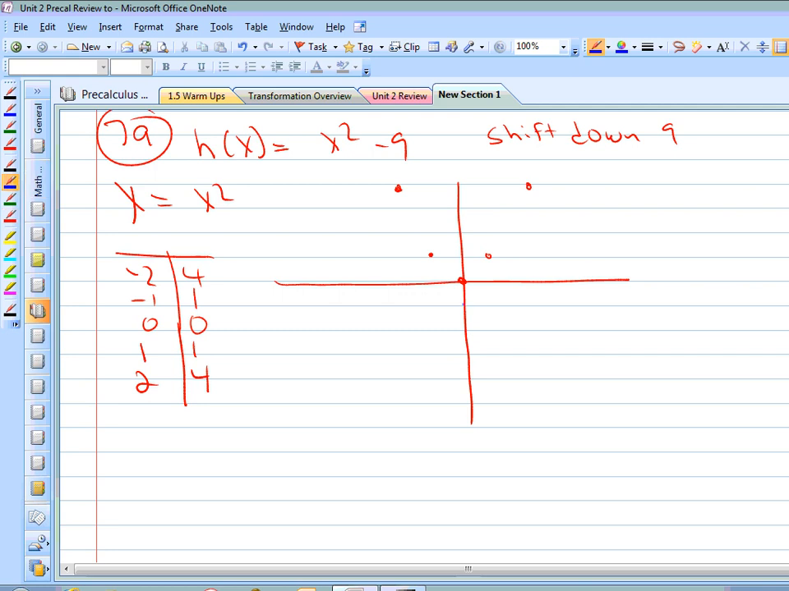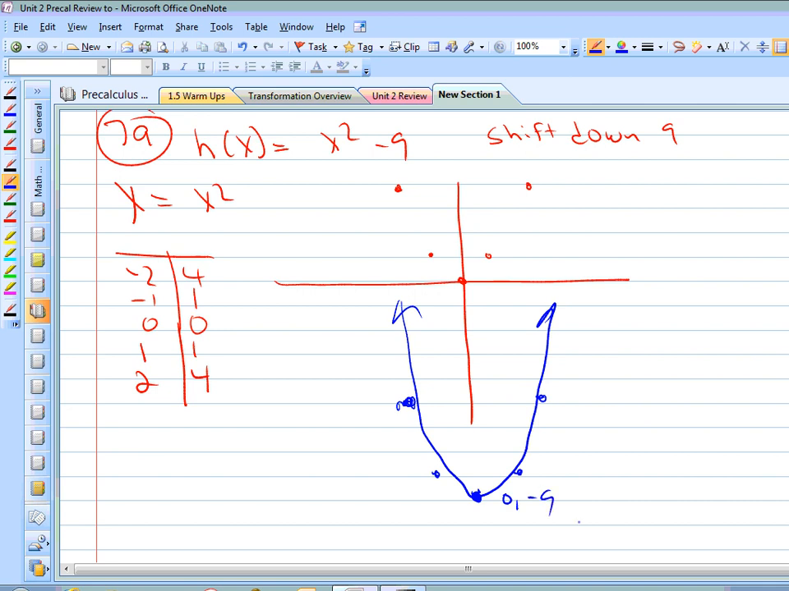Oops, let me change colors. 1, 2, 3, 4, 5, 6, 7, 8, 9. All right, and then I count down 1, 2, 3, 4, 5, 6, 7, 8, 9. Oh, look, and that would go over here. And then down 1, 2, 3, 4, 5, 6, 7, 8, 9. I don't think I did a very good job of this, but you'll get the picture. And right here. And so now our graph would actually look like this. So it's a parabola that's been shifted down 9. And that point right there is at 0, negative 9.